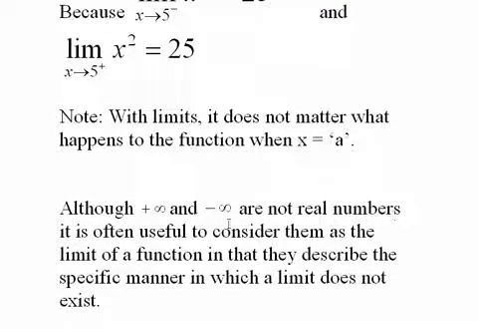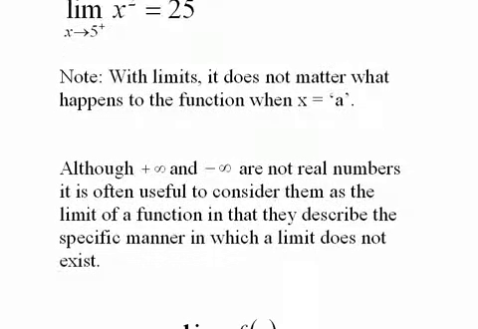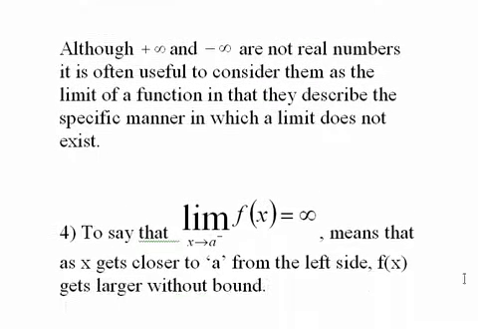Although plus infinity and minus infinity are not real numbers, it is often useful to consider them as a limit of a function in that they describe the specific manner in which a limit does not exist. To say that the limit of f of x as x approaches a from the left equals infinity means that as x gets closer to the number a from the left side, the function gets larger without bound. In other words, the function gets bigger and bigger.